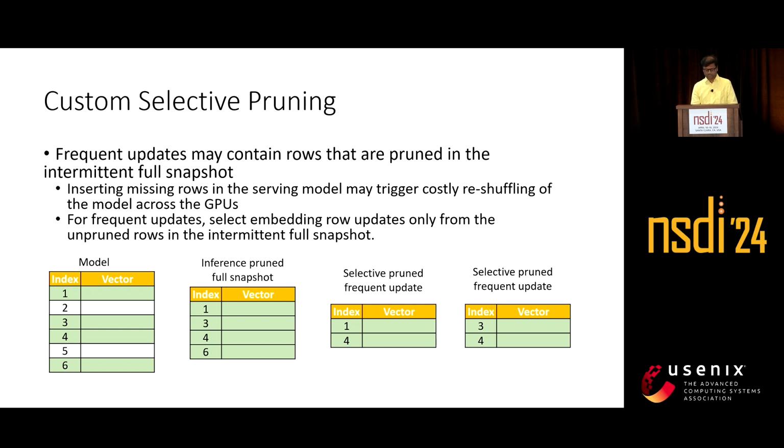To avoid the costly reshuffling, for frequent updates, we select the embedding row updates only from the rows that are not pruned during the full snapshot publishing. With this custom pruning scheme, the size of the embedding tables in the serving model remains the same. So, we can avoid this costly reshuffling. We compared the accuracy of this custom pruning scheme with the row selection scheme that has no constraints on which rows to select. We found the accuracy difference to be negligible.